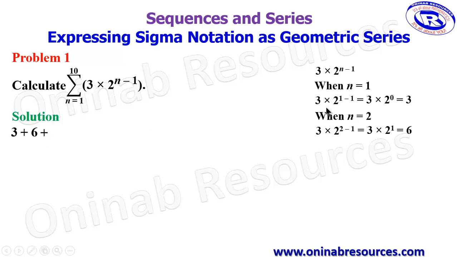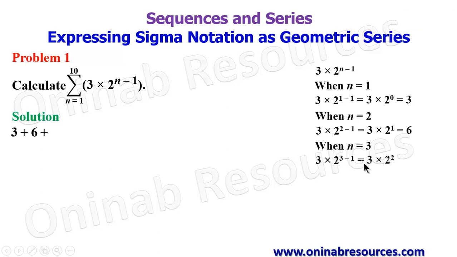Then plus, we now use when n is equal to 3. This is 3 times 2 raised to power 3 minus 1, giving us 3 times 2 raised to power 2, since 3 minus 1 is 2. 2 raised to power 2 gives 4, and 4 times 3 gives 12. So the next term of the series is 12.